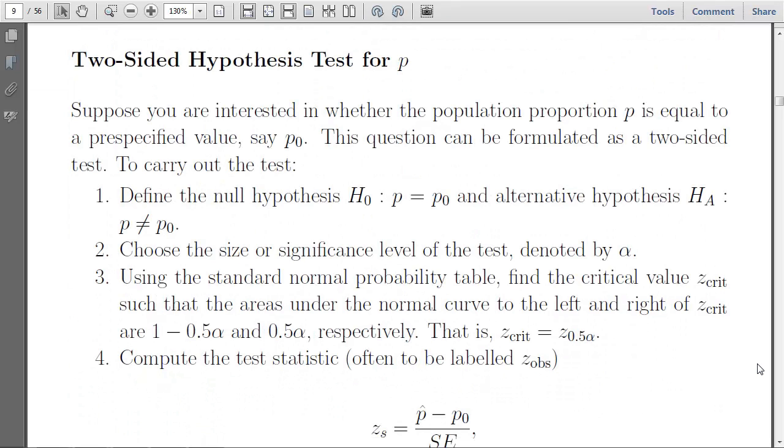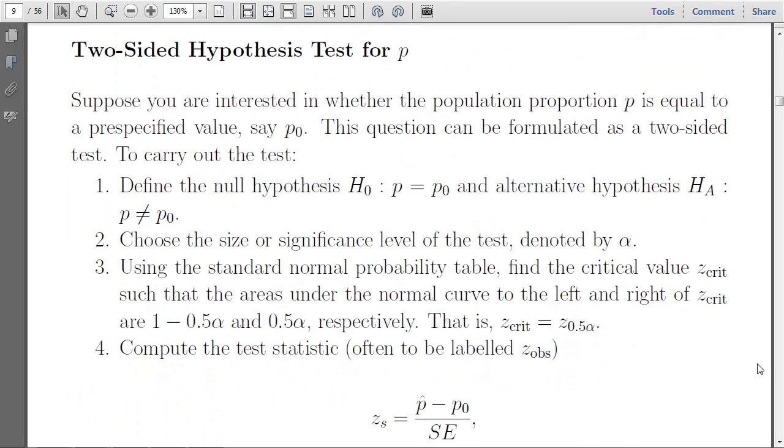All right, so let's perform a hypothesis test, same as a t-test from back in chapters 2 and 3. So let's say we're interested in whether the population proportion P is equal to a pre-specified hypothesized value P naught. And so we can specify the hypothesis, H naught is P equals P naught versus the alternative of not equal. You can also do one-sided hypothesis tests here. Choose the size or significance level of the test, so, for example, alpha equals 0.05.